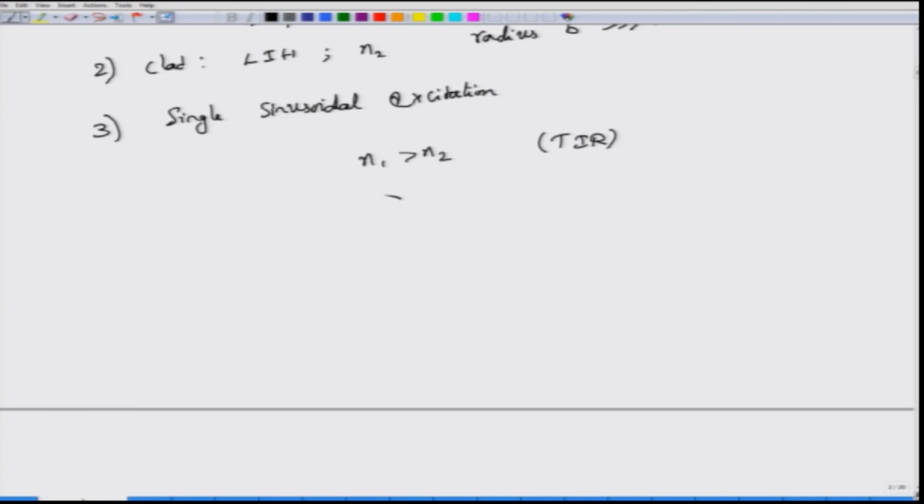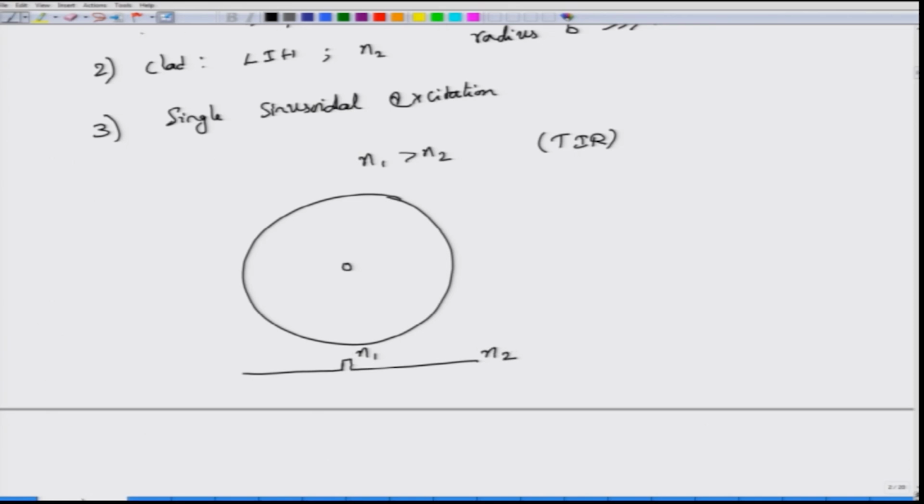If you look at the structure itself, this would be the core and that would be the cladding. And this is what the refractive index distribution would look like. So this is N1 and this is N2. The refractive index distribution is N1 and N2, and the difference between N1 and N2 is captured by the numerical aperture. So the core has a radius of A, and the clad has a radius of B which is much larger than A.